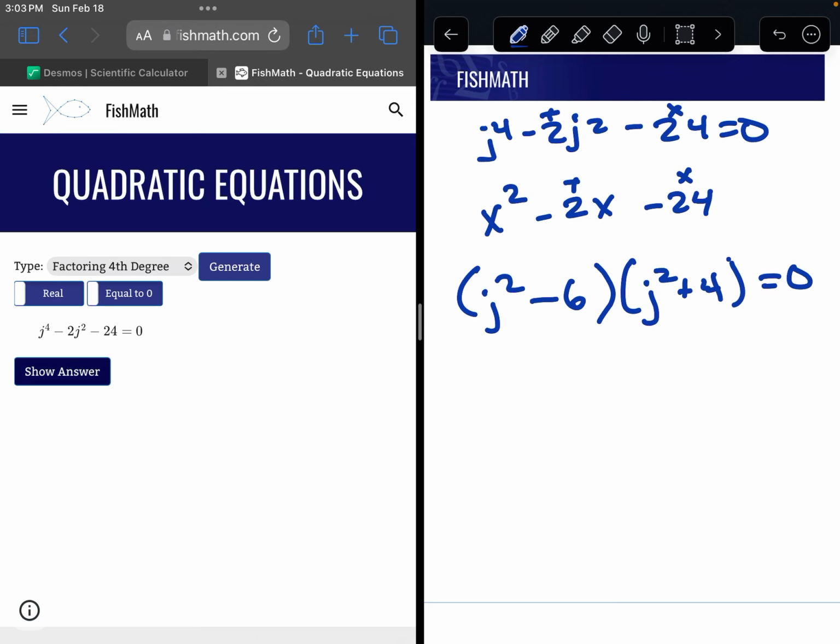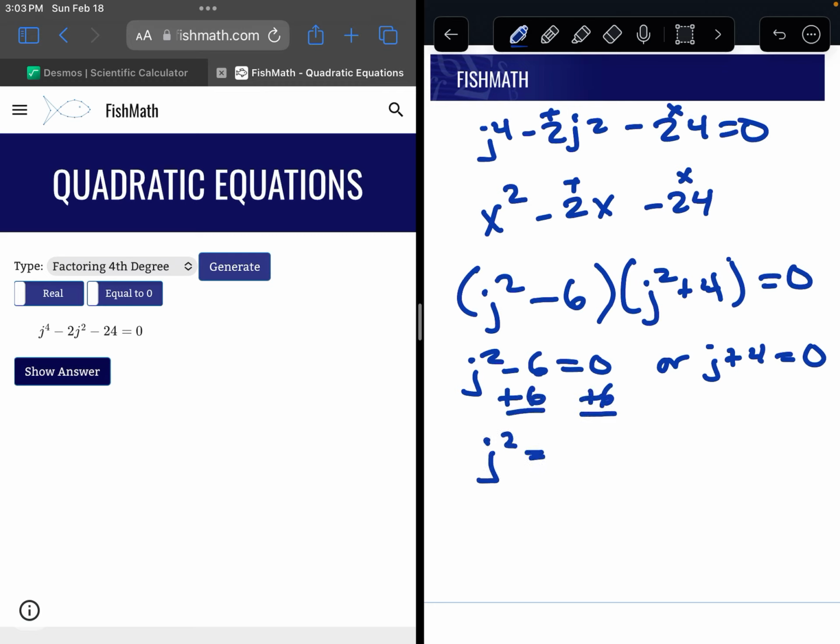Now from here, we're going to solve this further. So our two options are j squared minus 6 equals 0, or j squared plus 4 equals 0. If you solve the one on the left, it's going to have irrational roots, irrational answers. j squared equals 6, so square root, plus or minus that. j equals plus or minus the square root of 6.